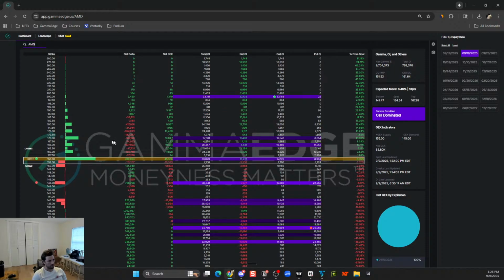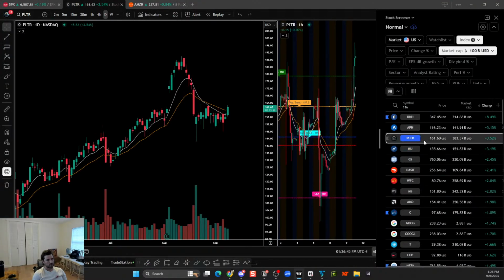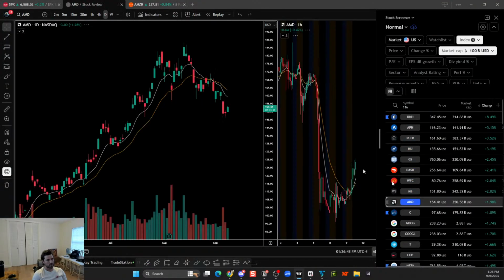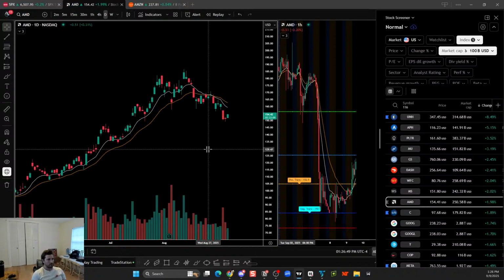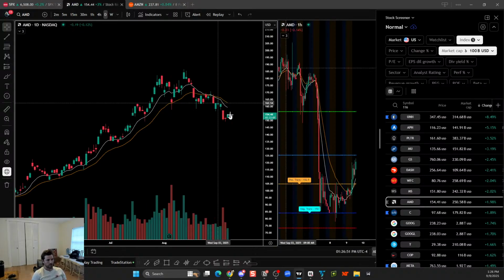We have in-the-money puts dominant as opposed to out-of-the-money calls. You want to see out-of-the-money calls, right? Because that is evidence of speculation to the upside. Looking at AMD right here, I just hate that the price action is just lower, right? Lower lows, lower highs.